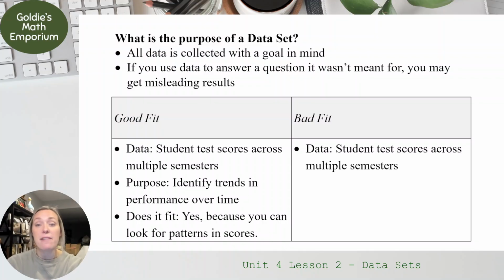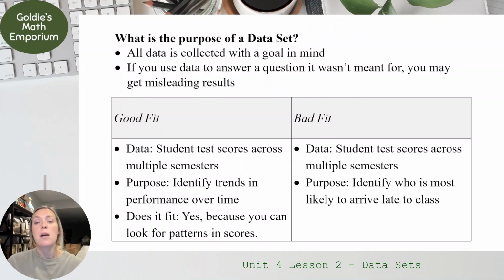An example of a bad fit, again, if I collect student test scores, but I want to identify who is most likely to arrive late to class. Now, do test scores accurately reflect who's going to arrive late to class?